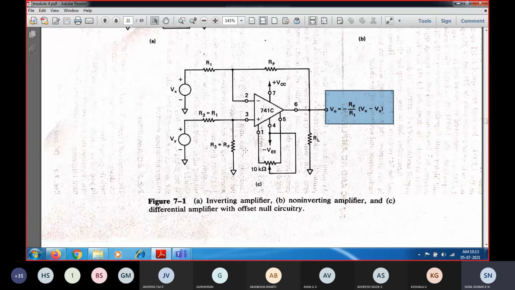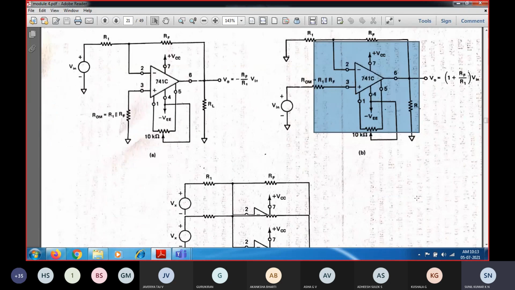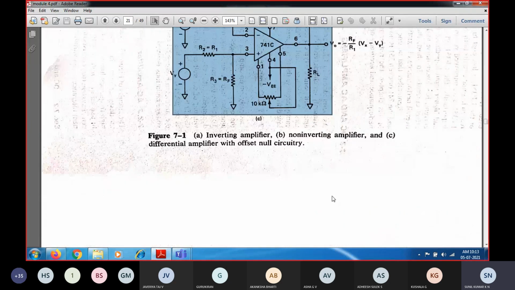Differential amplifier means it is going to take the difference between the two input voltage sources which have been applied across the input of the operational amplifier. So one is the inverting amplifier, another is the non-inverting amplifier, and the third one is nothing but a differential amplifier.